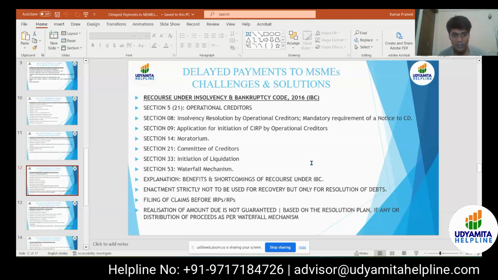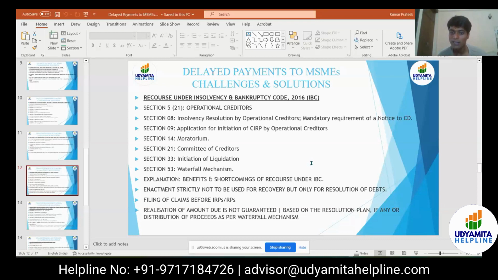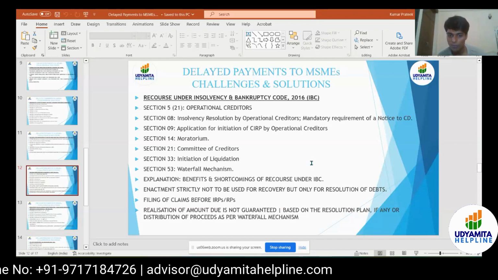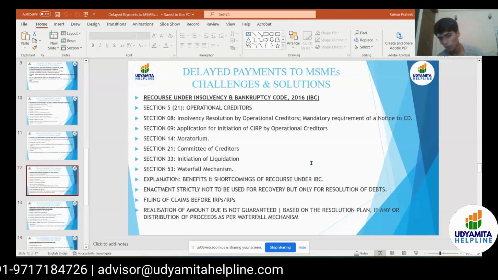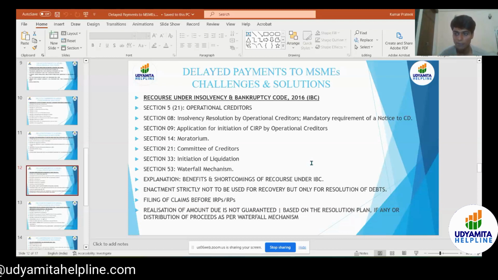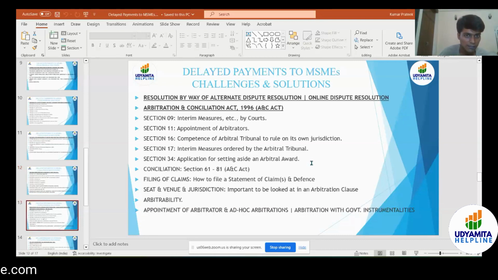As I already stated, realization of the amount due is not guaranteed, and depends on the resolution plan, if any, or distribution of proceeds as per the waterfall mechanism. So I believe that I was clear enough in dealing with the provisions of the Insolvency and Bankruptcy Code. And now we'll move to the next slide.